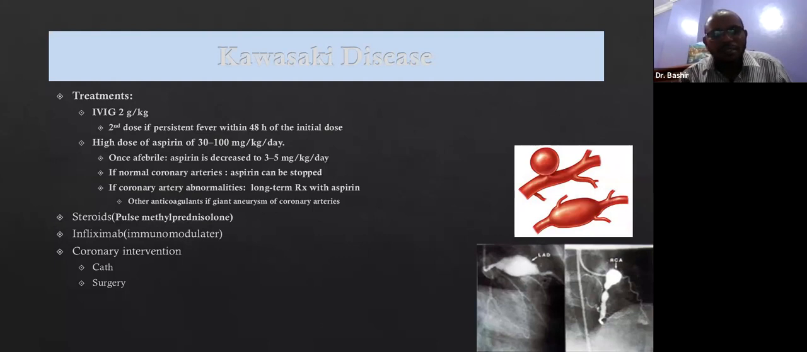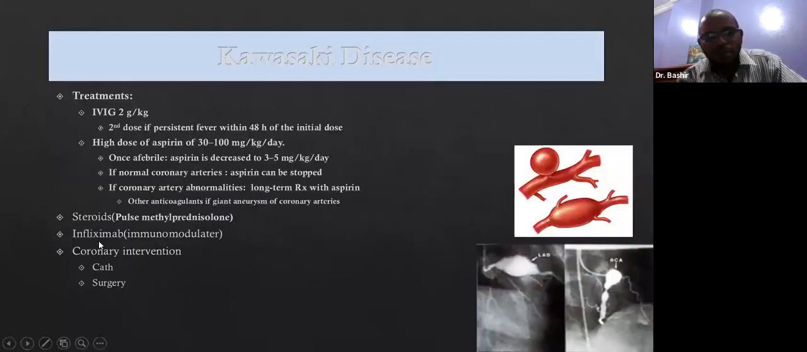then we can start the child on pulse methylprednisolone. If not responding to one dose of IVIG, we start high dose aspirin and IVIG, and if there is no response in 48 hours, we give another dose. If still no response, we have to start pulse methylprednisolone, 50 milligram per kg. Some children will not respond even to the pulse methylprednisolone.